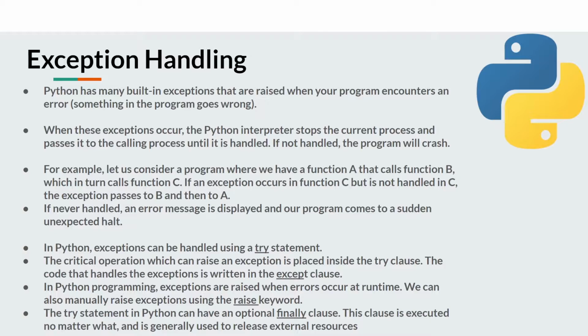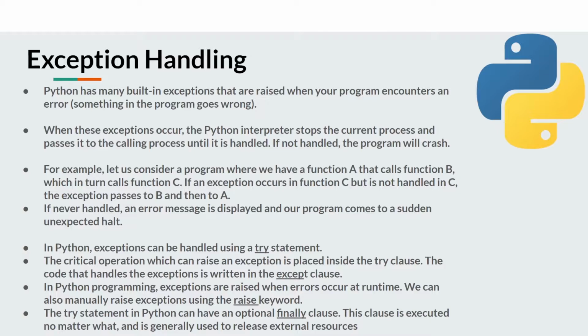For example, let us consider a program where we have a function A that calls function B, which in turn calls function C. If an exception occurs in function C but it is not handled there, the exception passes to B and then to A. If it is never handled, an error message is created and the program comes to a sudden, unexpected halt.